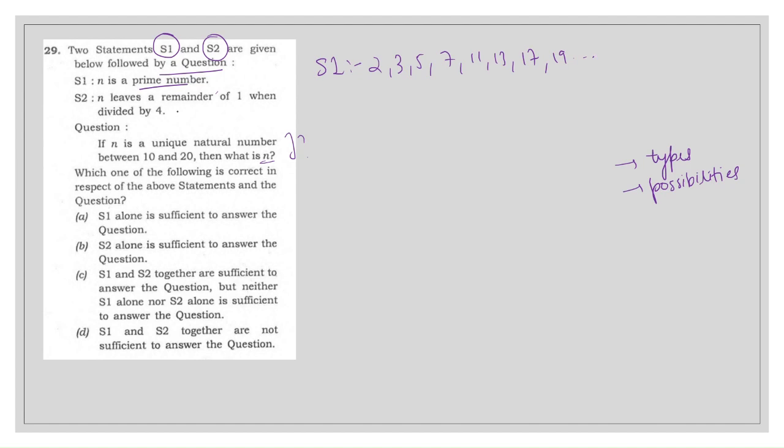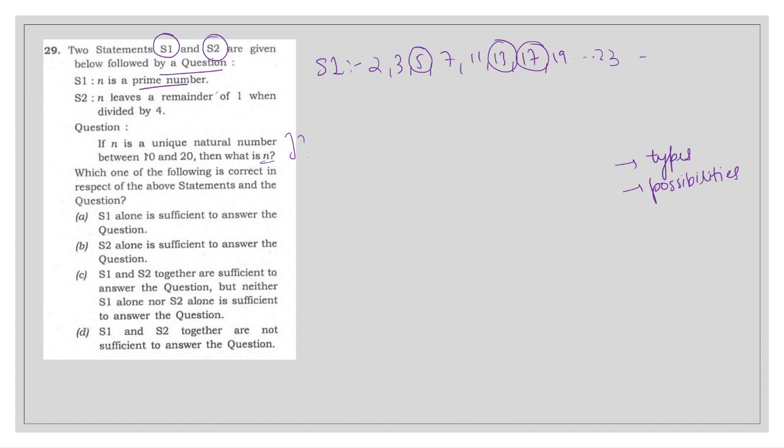Statement 2 says n leaves a remainder of 1 when divided by 4. So it is certain that n is among these numbers, like 23 etc. That we are not going to consider right now because here it says it lies between 10 and 20. So we'll focus on this part later. Statement 2 says n leaves a remainder of 1 when divided by 4, which means when we divide this particular number by 4, the remainder that we receive is 1. So out of these prime numbers, we have 5 here, then we have 13 and then we have 17. These are such numbers which when we divide by 4, the remainder that we'll receive will be equal to 1.